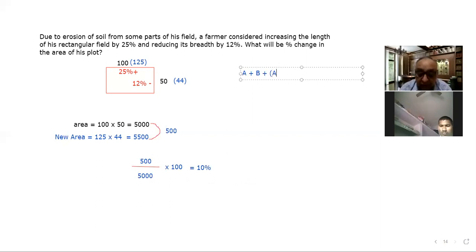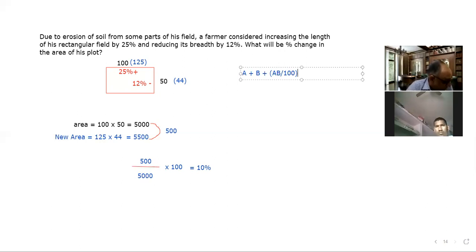Which I told you earlier also, ab upon 100. So that will be equal to the change, right? So here a will be positive and b will be negative. In this case, the answer would become the same. That is 10%, equal to 10%. Okay. So I hope this question is also clear to you, right?